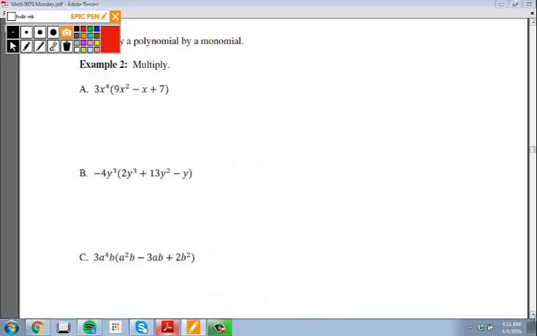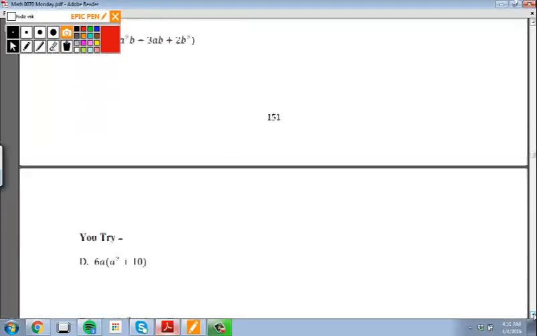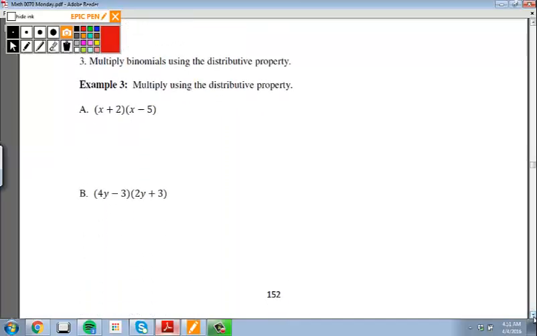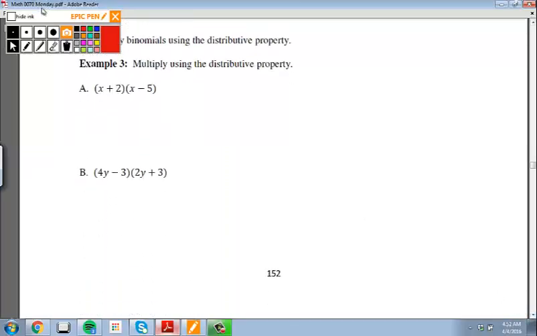Alright, let's move on to the next page. Multiply binomials using the distributive property. Alright, now there are multiple ways to multiply binomials, but one of the ways is the distributive property. So that's what I'm going to show you first.